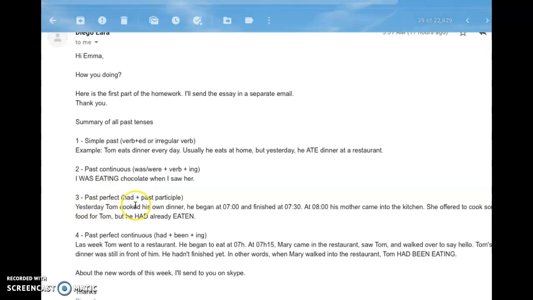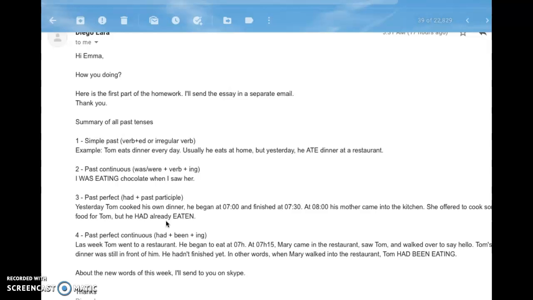The past perfect, had. Yesterday Tom cooked his own dinner. He began at 7 and finished at 7:30. At 8 his mother came into the kitchen. She offered to cook some food for Tom, but he had already eaten. Yeah, completed action.